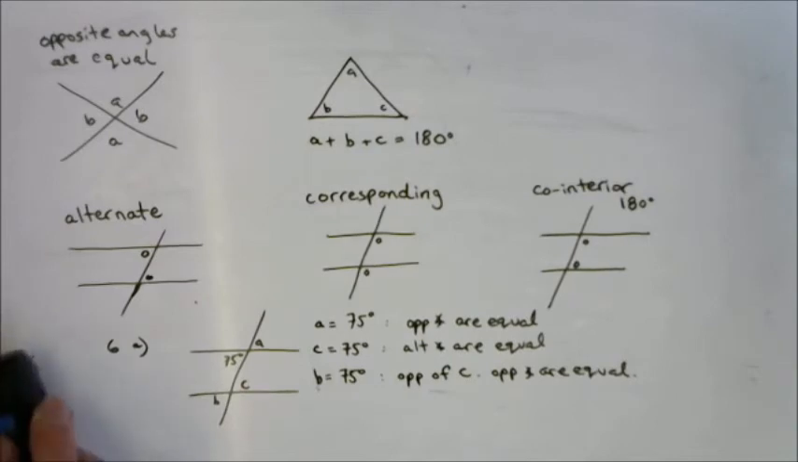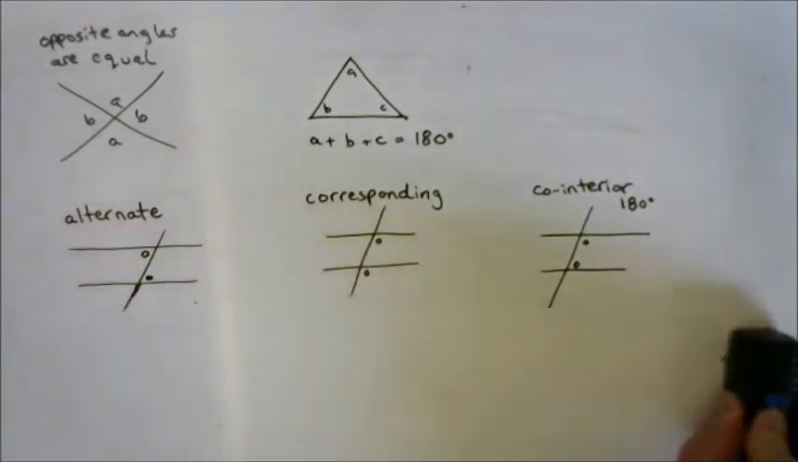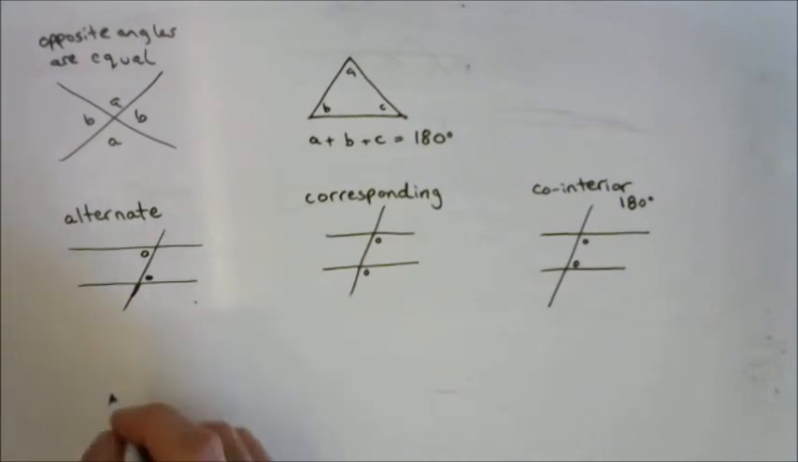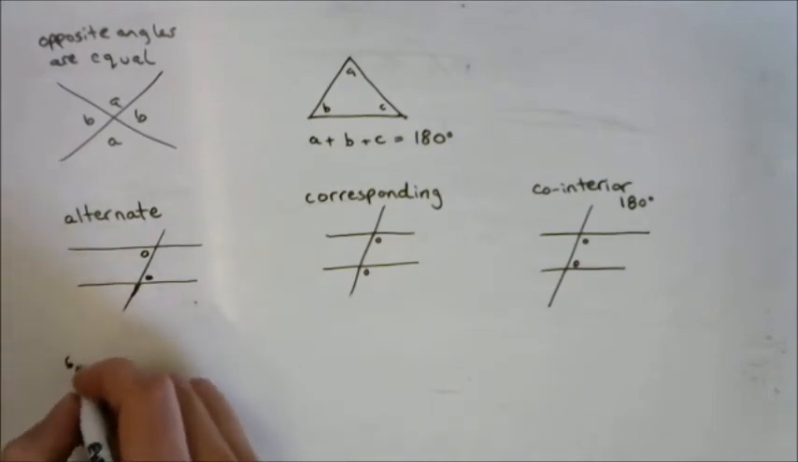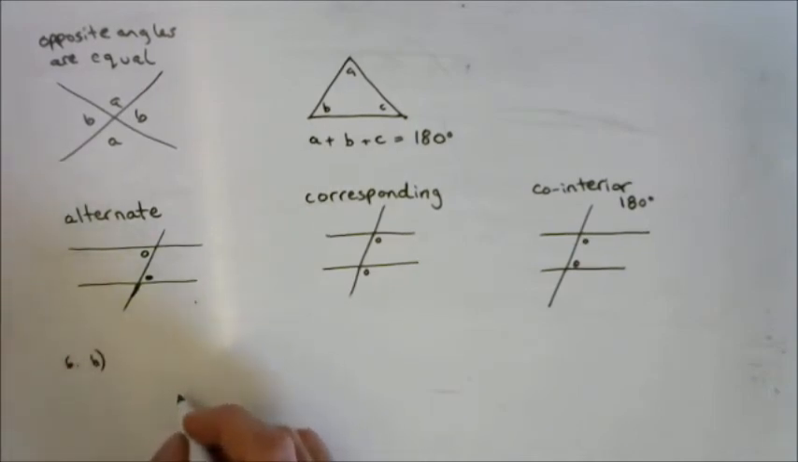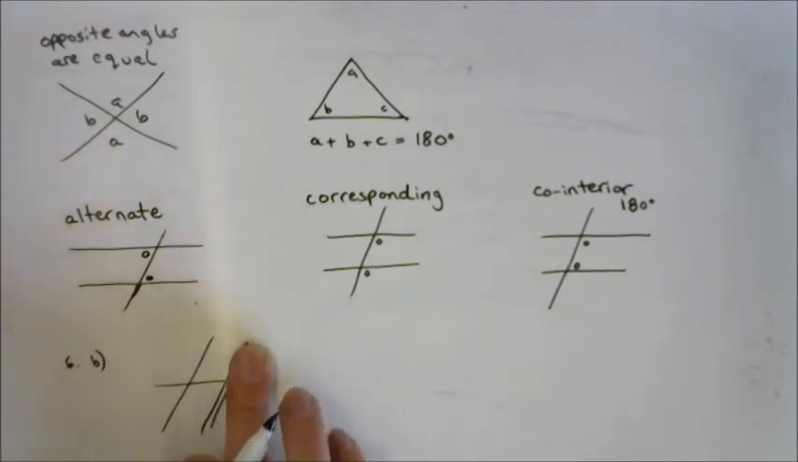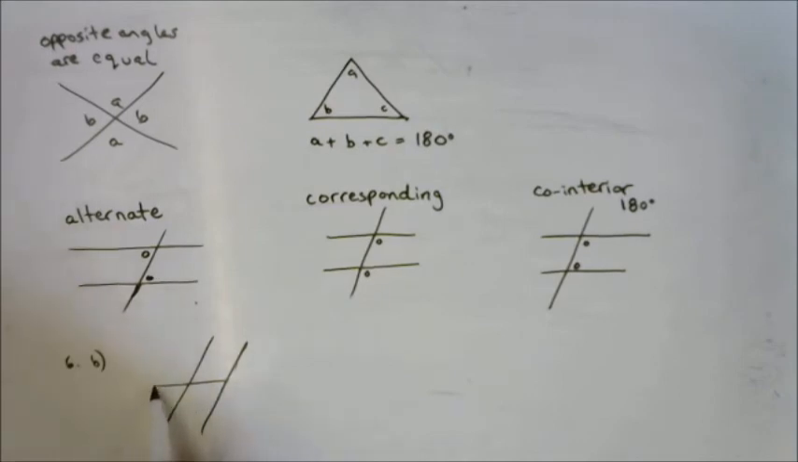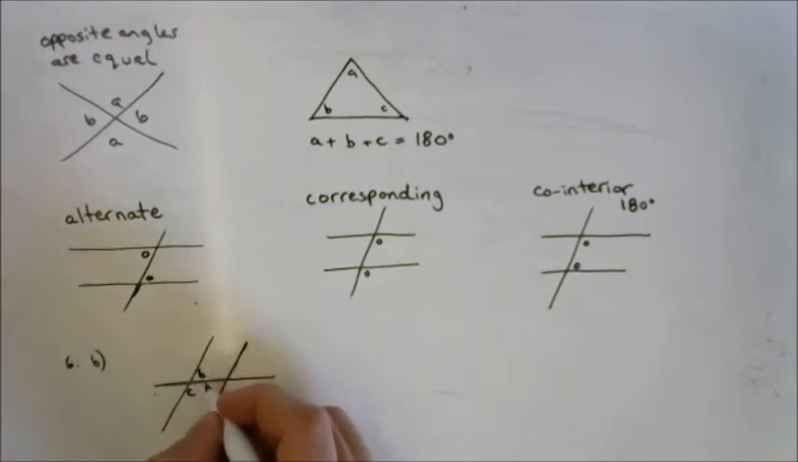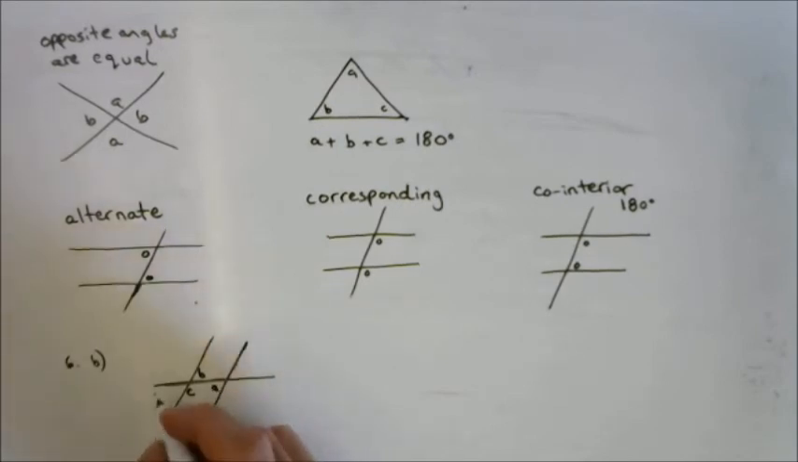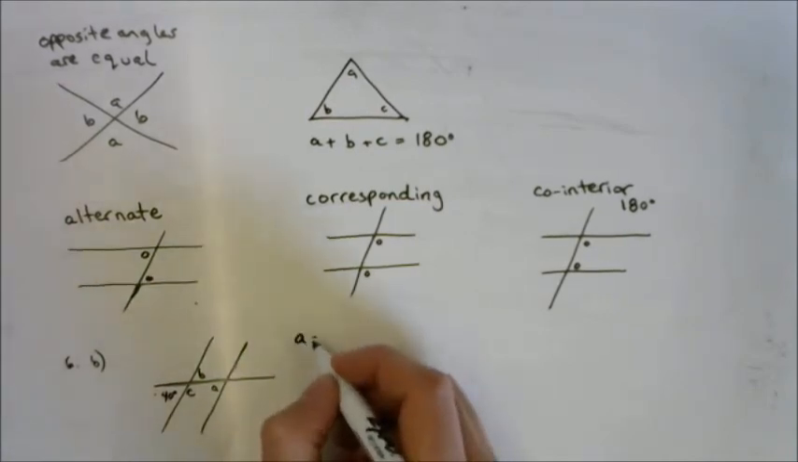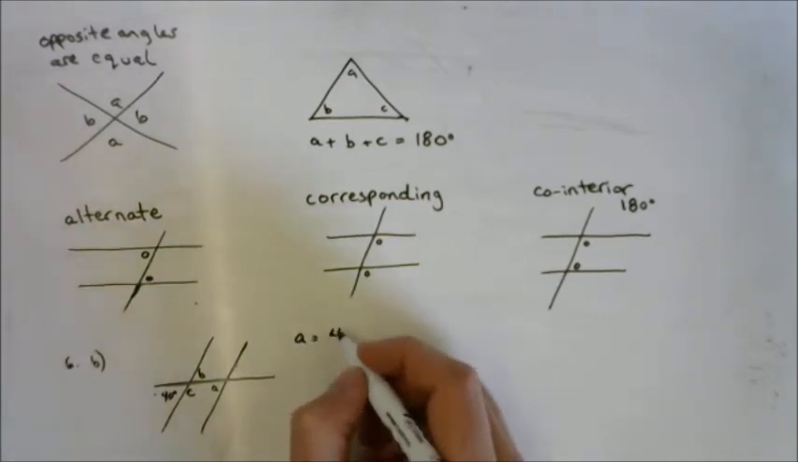Go ahead and look at B. Try and get them on your own with a reason. All right. Let's do angle A first. Jacob, what do you got? 40. How do you know?